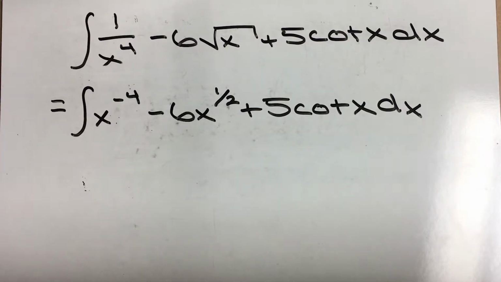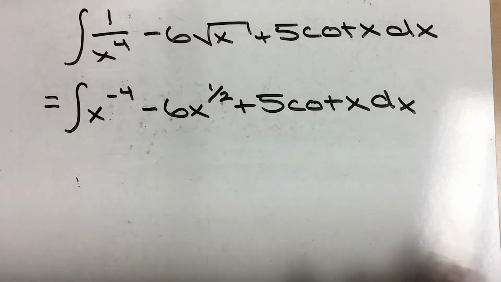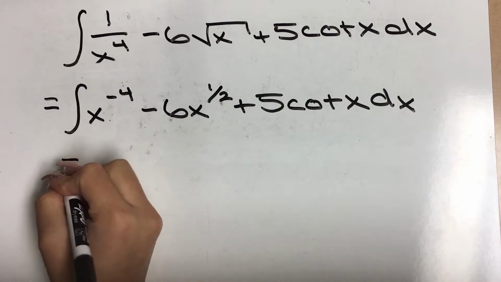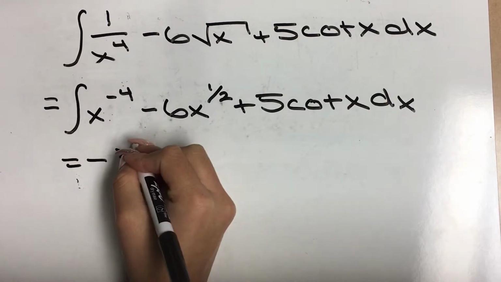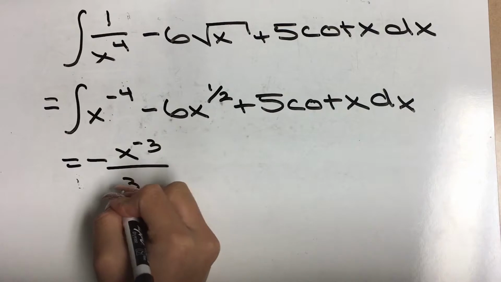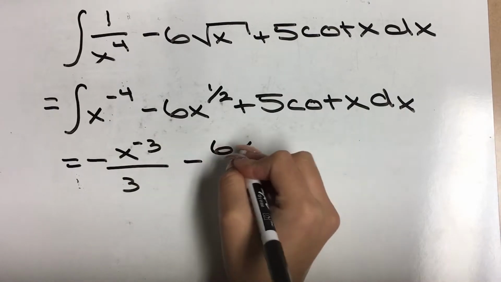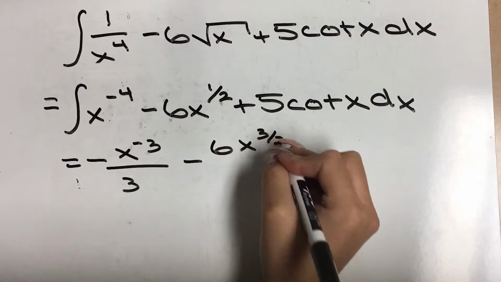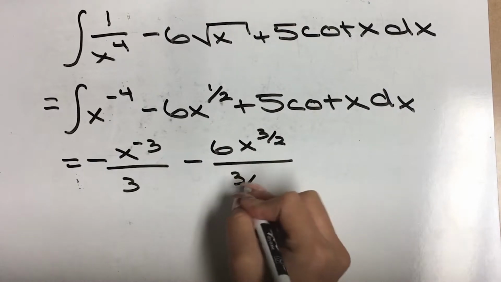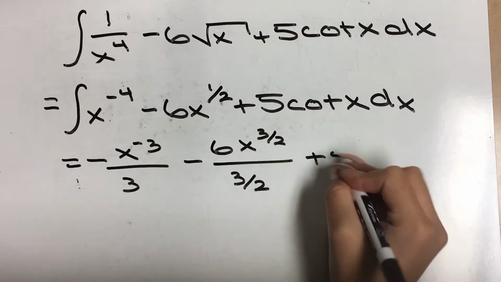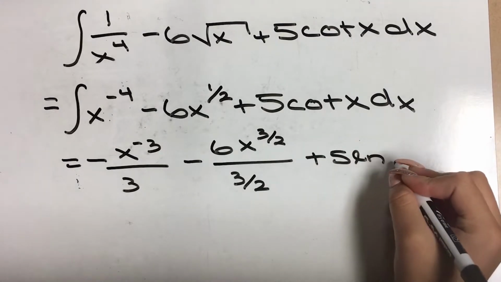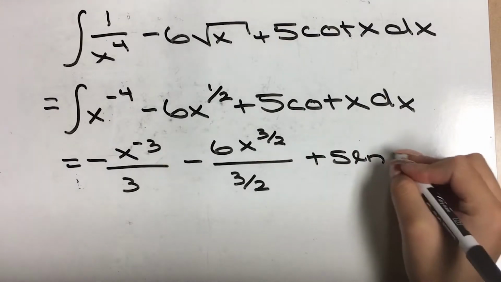We can now begin to integrate. Recall that the integral of x to a certain power, where the power cannot equal negative 1, is equal to x to that power plus 1 over the power plus 1. So, integrating x to the negative 4th power yields x to the negative third power over negative 3. Integrating negative 6x to the 1/2 power yields negative 6x to the 3/2 power over 3/2. Plug in ln absolute value of sine x plus c for cotangent x, which yields 5 ln absolute value sine x plus c.